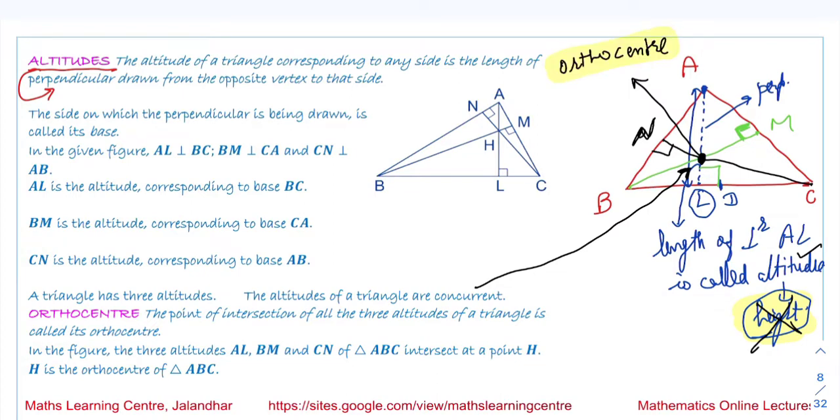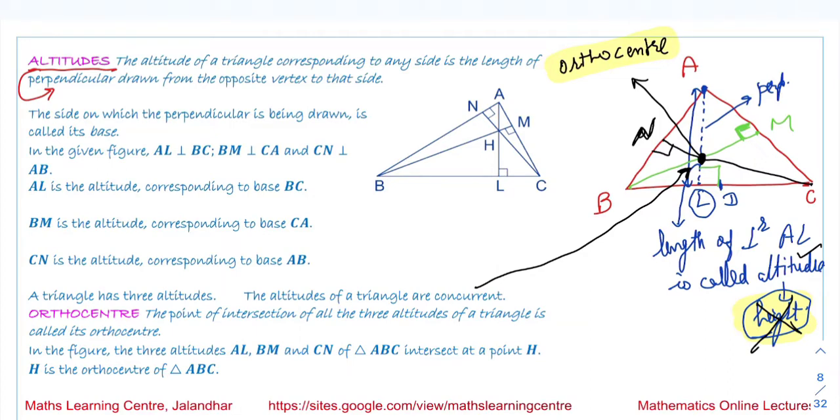What we did last was medians. For a median, we take one side, find the midpoint of that side, and join that point to the opposite vertex. The medians are concurrent, and the point where they meet is the centroid. Similarly, altitude is the length of the perpendicular drawn from the vertex to the opposite side of the triangle. The altitudes are also concurrent, and the point where they meet is called the orthocenter.